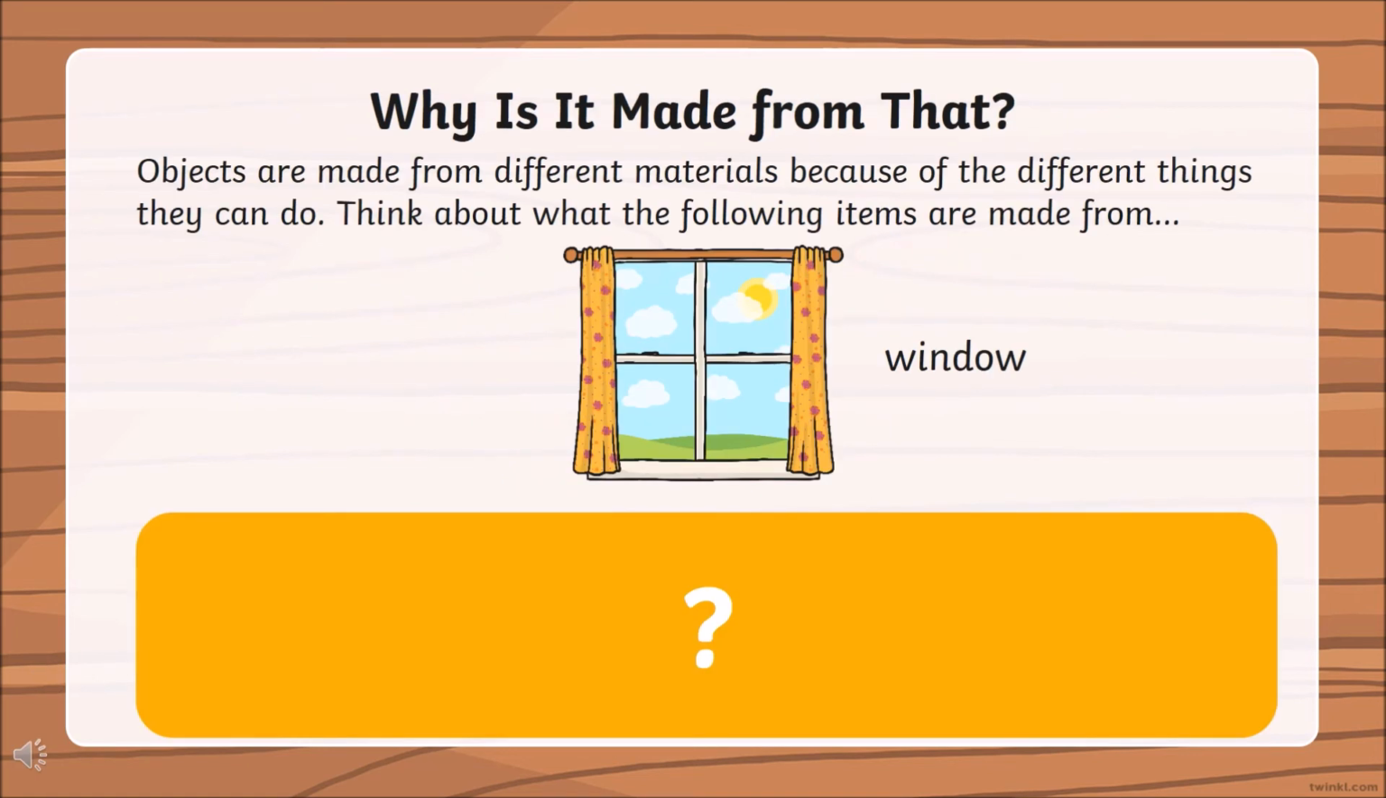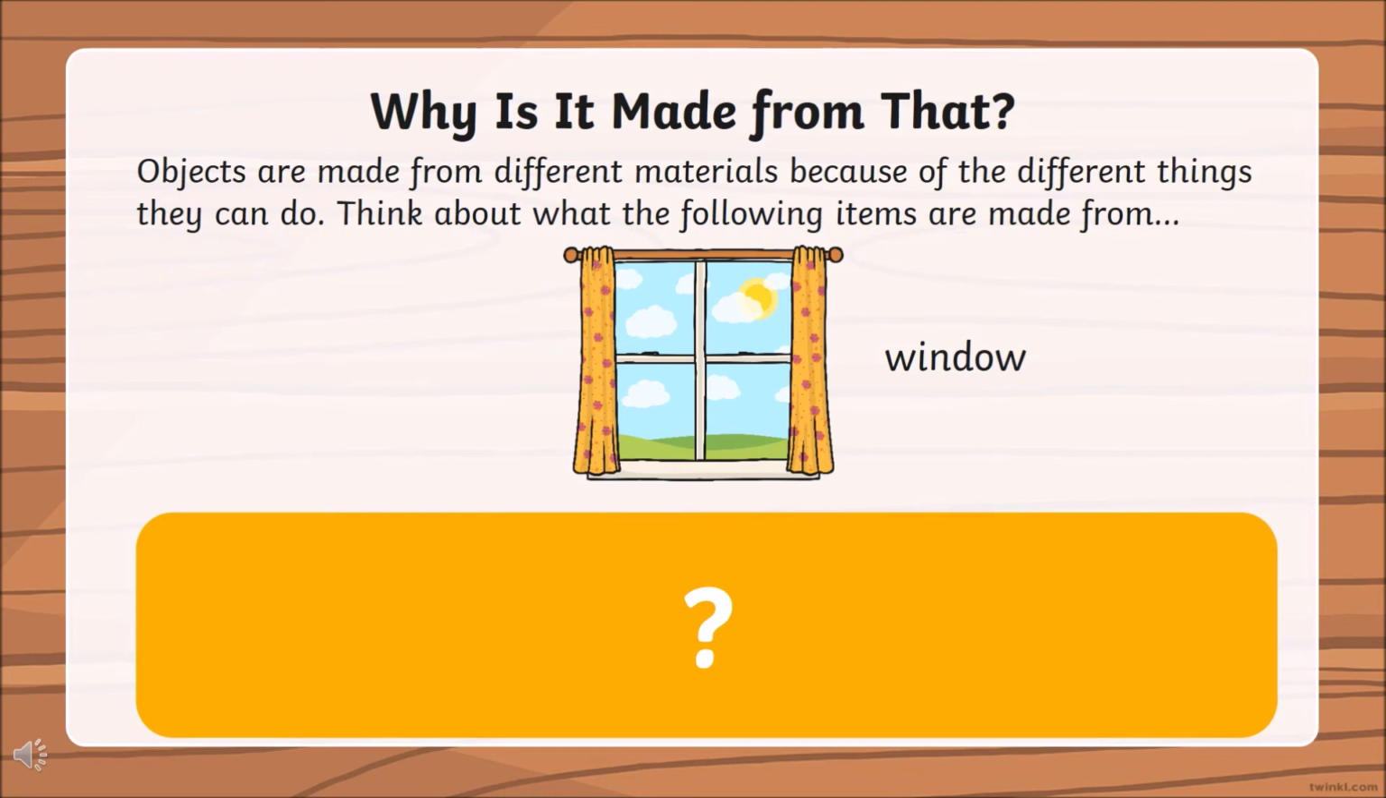Let's play a little game. Why is it made from that? Now, objects are made from different materials because of the different things they can do. Think about the following items and what they're made out of. So first, we've got a window. What do you think that's made out of?